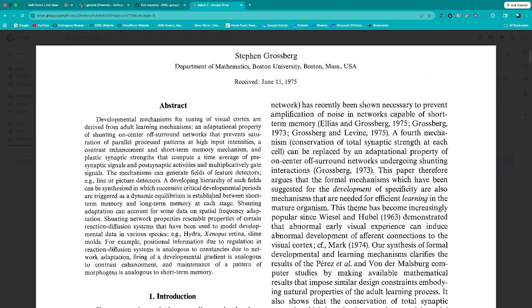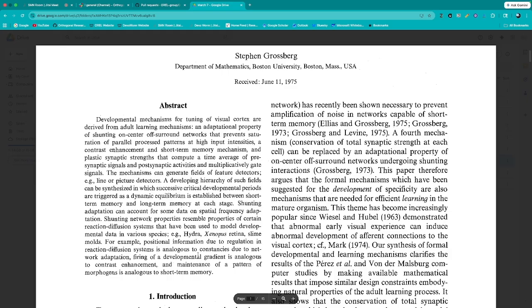So this is actually a nice system for looking at pattern recognition, because you can model reaction diffusion as a system of patterns that form from randomness or from this self-organizational property. And of course, back then the language wasn't quite the same as what we're using later. We use reaction diffusion now, but thinking about these aspects of cognition and artificial intelligence, the terminology wasn't there yet. So, for example, positional information due to regulation and reaction diffusion systems is analogous to constancies due to network adaptation.